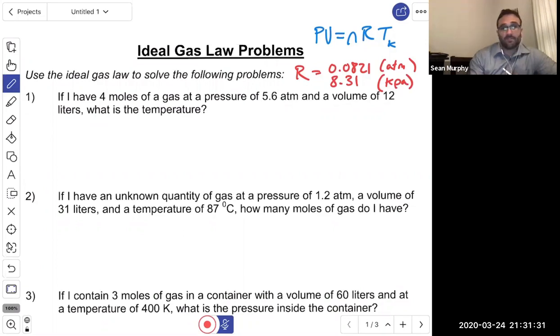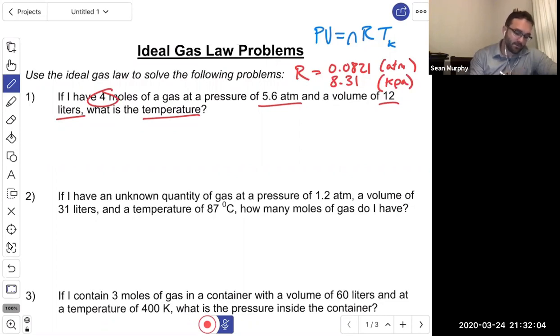If I have 4 moles of a gas at a pressure of 5.68 atm in a volume of 12 liters, what is the temperature? As you can see, we didn't have a starting or an ending, there was no change. It's more like taking a snapshot of the picture. So let's start putting it in our formula.